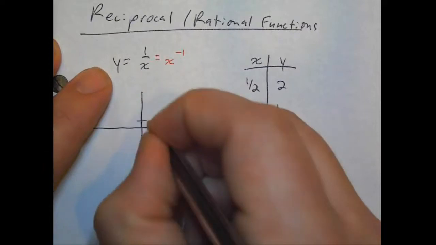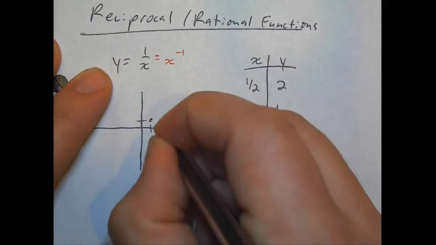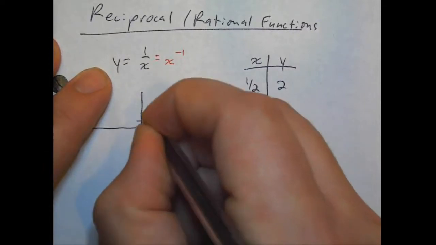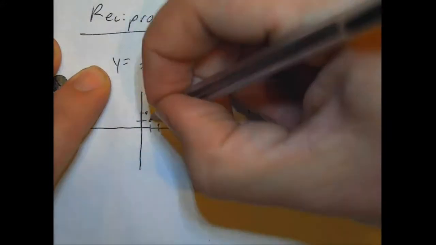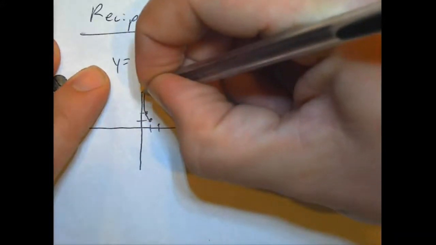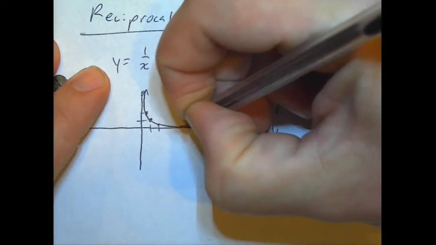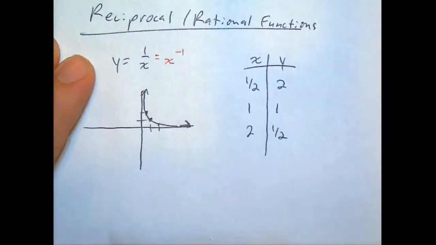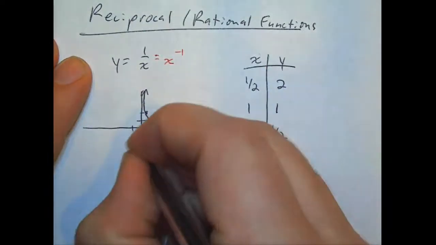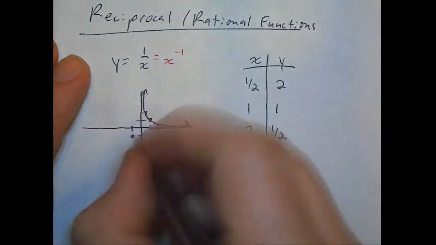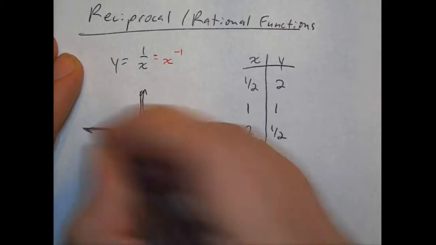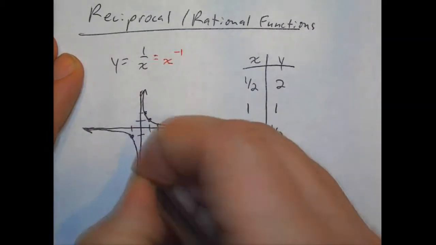So if I have 1, 1, 2, 1/2, 1/2, 2, this function, you saw it a long time ago on the very first day of school. This function looks like that. We also have on this side, where it would be at -1, -1, and it gets closer to our x-axis and closer to our y-axis.